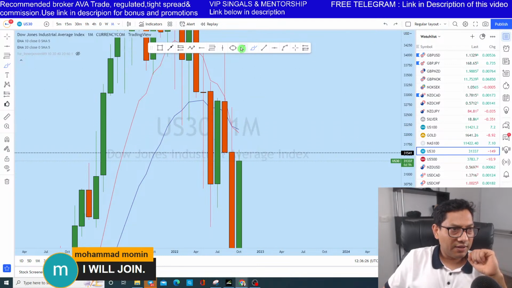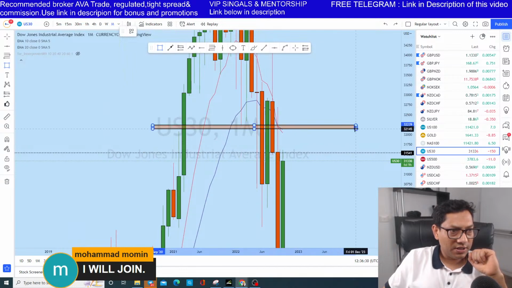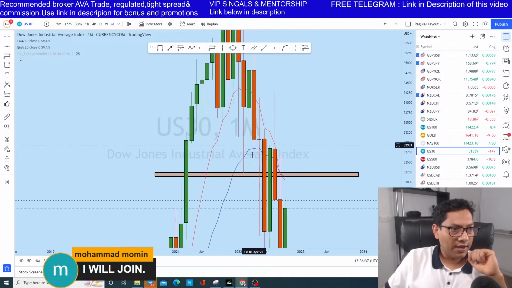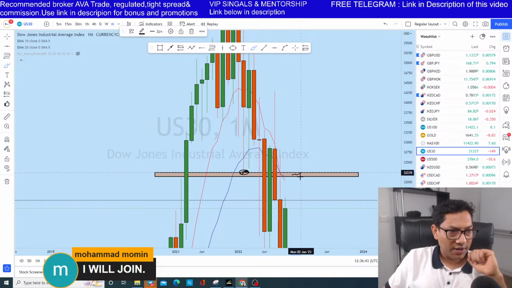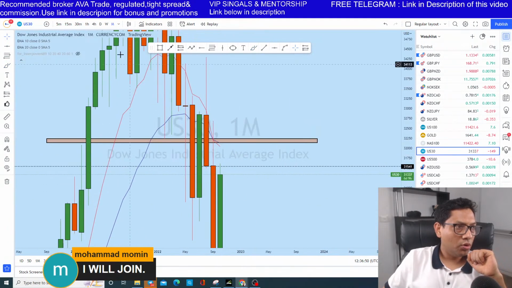I think it will go to this zone where there are moving averages and also a previous resistance zone, this long candle. The neckline of this zone, which was support, will be acting as resistance here. With that being said, I still think US30 will continue to go up.